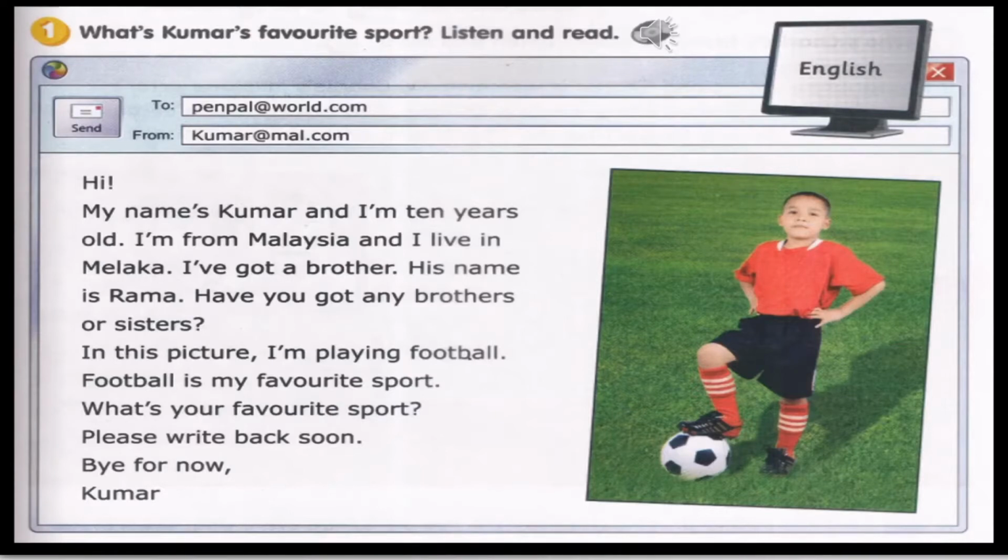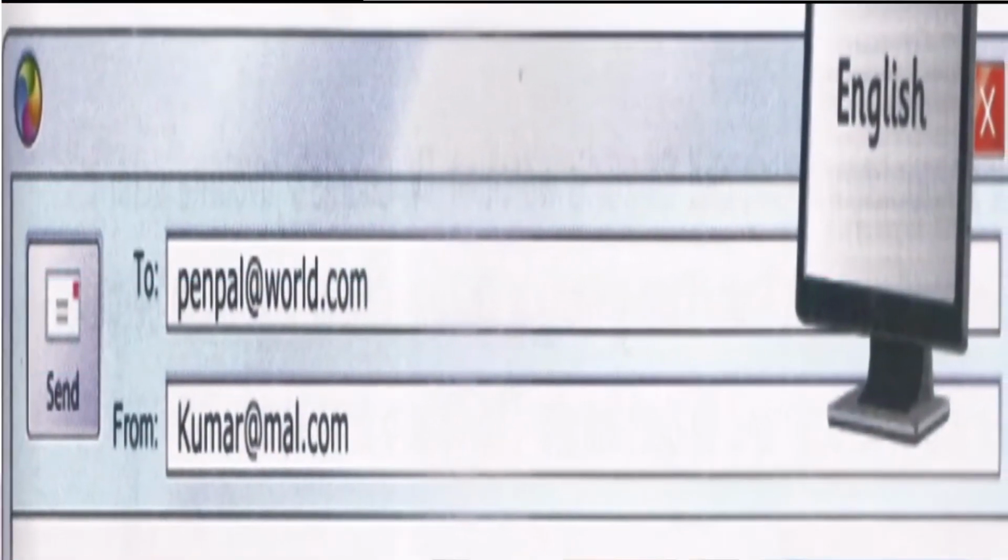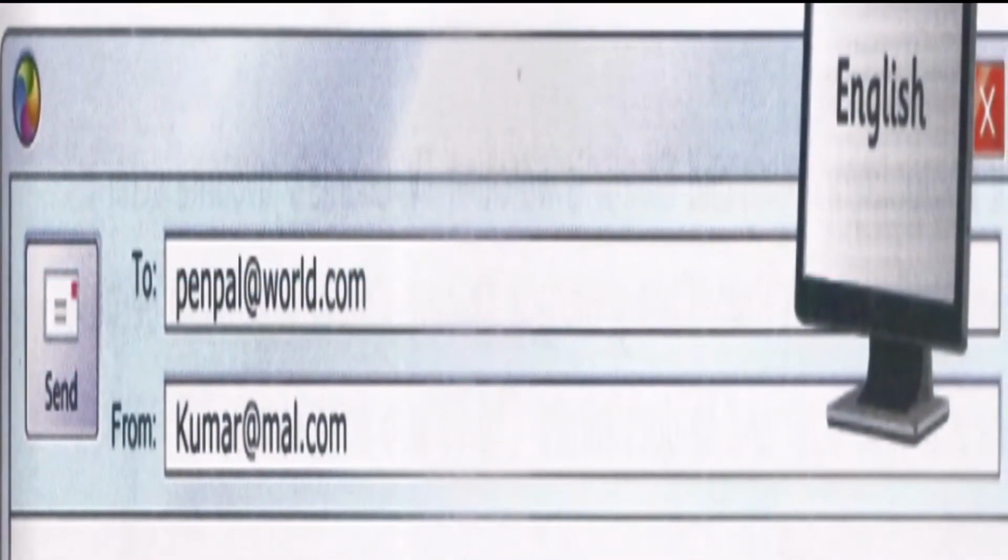Bye for now. Kumar. Look at the email up there. There are two emails there, if you look closer. Yes, to penpal@world.com and from kumar@mall.com. So, there are two emails. Why are there two emails? This is because one is for the people who send the email, and the other one is for the people we send the email to.